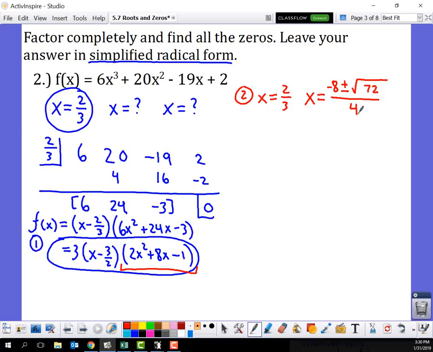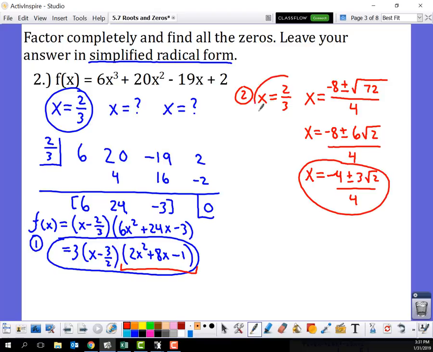We are all stars of mathematics in here, so we don't leave radicals that aren't simplified. So you can do a little bit of work on that and see that 72 is 36 times 2. The 36 comes out as a 6, so I have 6 root 2 left over, all over 4. And again, we are true all-stars, so we don't even stop there. We're going to divide a 2 out of the -8, the 6, and the 4 to get -4 plus or minus 3 root 2 all over 4. And that, ladies and gentlemen, are your 3 zeros for this function.